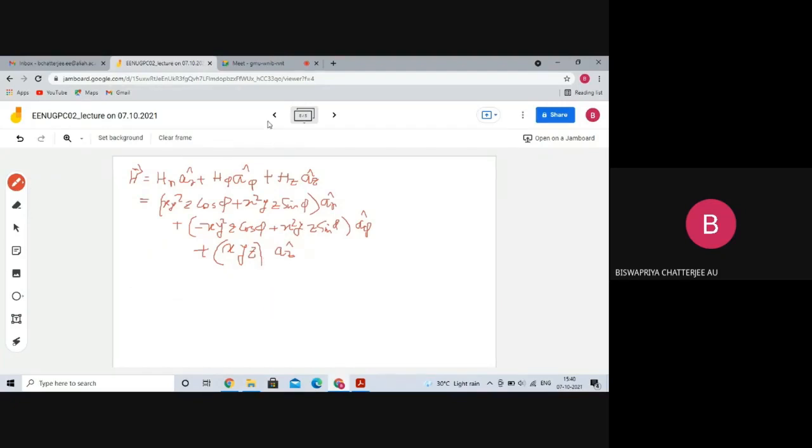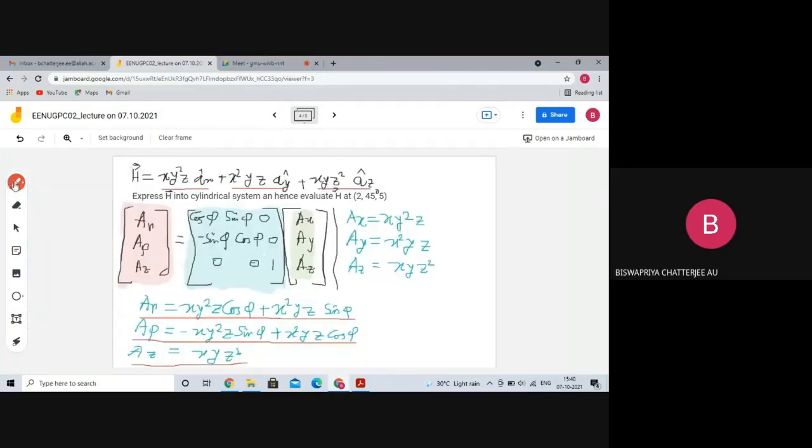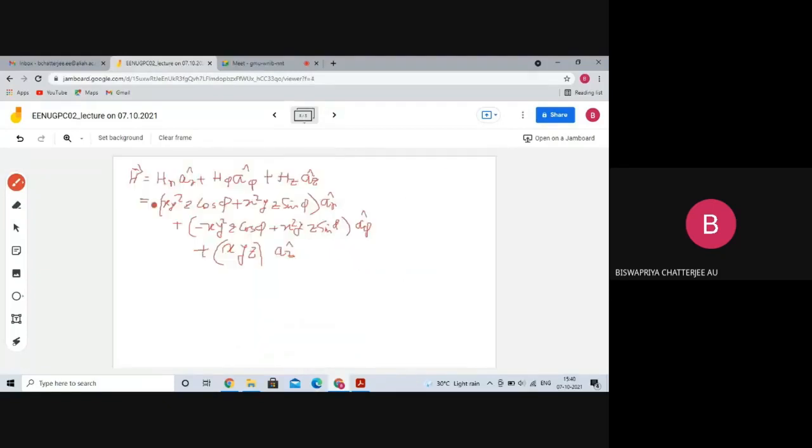So from H equal to this, it is represented in the Cartesian system. So we have transformed this vector into this form. So this H becomes this. So we have transformed from Cartesian to this form. So this is the transformation that has been done, but this is not the end.